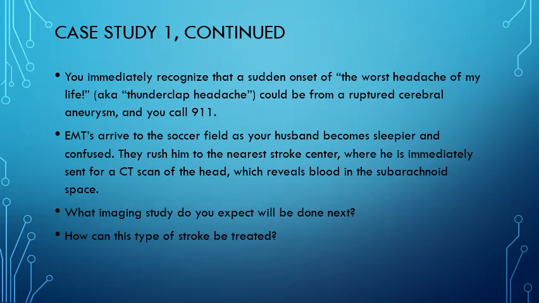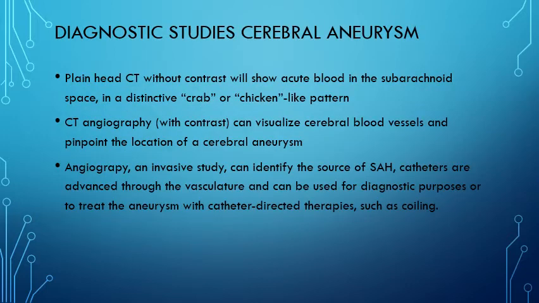You still want him treated as if he's having a stroke, because he is. And he goes for a plain head CT, which shows up blood in the subarachnoid space. Because it is a ruptured aneurysm, which is a blood vessel disorder, the next study that is going to be done will be a blood vessel study, a CTA. And this type of stroke can be treated in several ways. We're going to talk about them next.